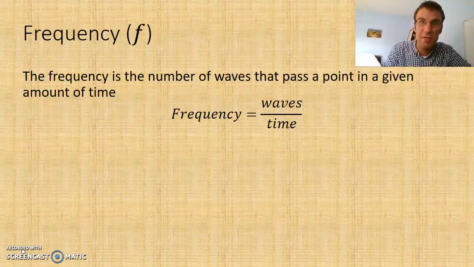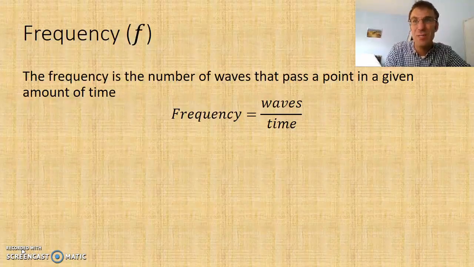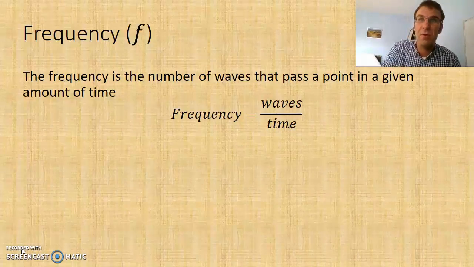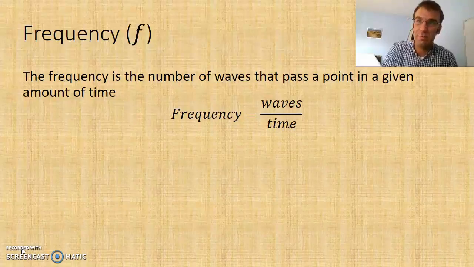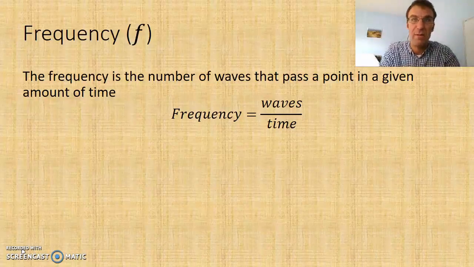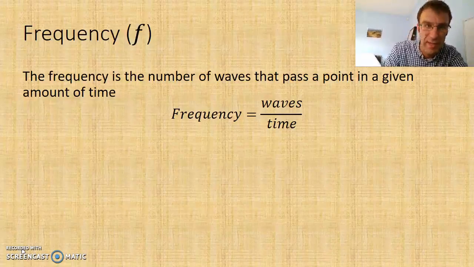So frequency equals waves over time. I always think of it as if you're a duck sat on a pond and six ripples go by you in 2 seconds, then you're going to have a frequency of 6 divided by 2. You're going to have a frequency of 3 ripples or waves per second.